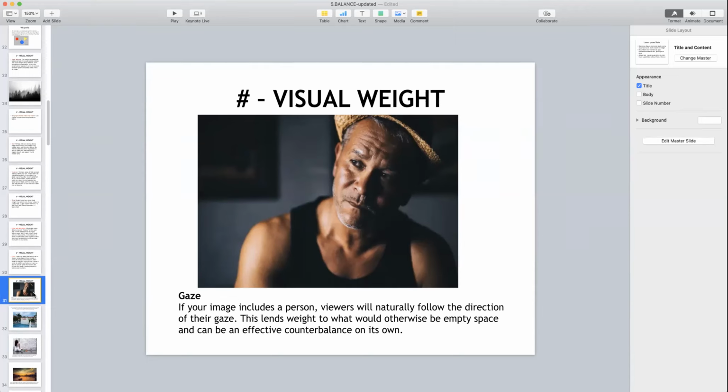अगर ये इस side ना देख रहा हो और मान लो ये नीचे देख रहा है, for example, his eyes are looking down. So this negative space will be of no use. Then it will not be creating a balance. But just because his eyes are looking in that direction, this is getting a balance. So how the negative space is being balanced by the gaze is an example of this particular photograph, that this lends weight to what otherwise would be empty space and can be an effective counterbalance on its own. So how the negative space is being balanced here by the gaze.